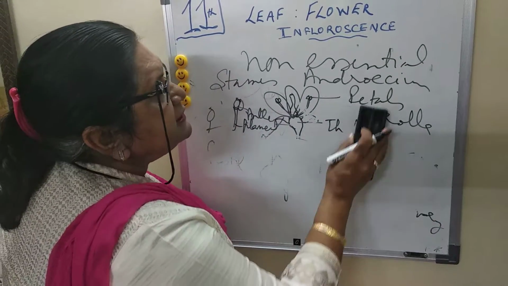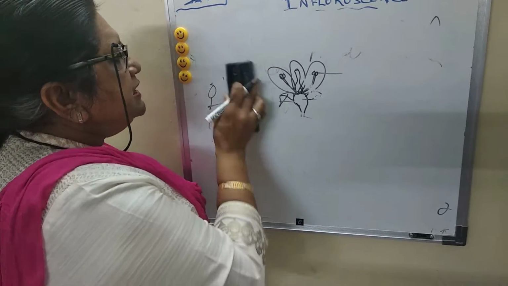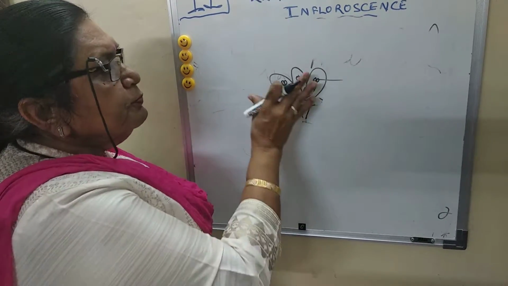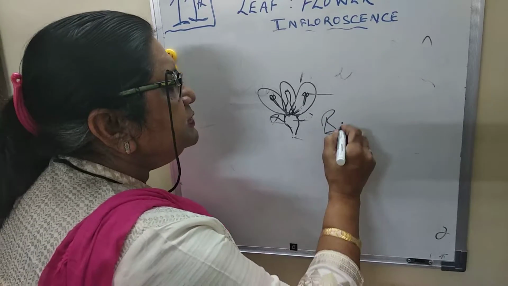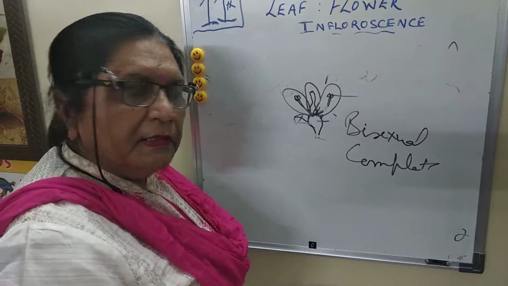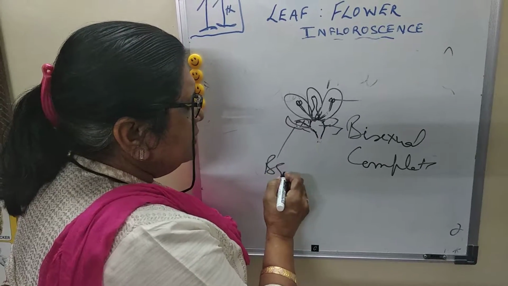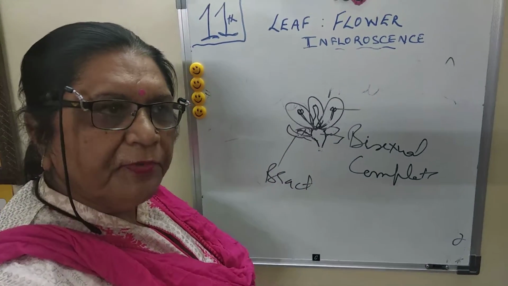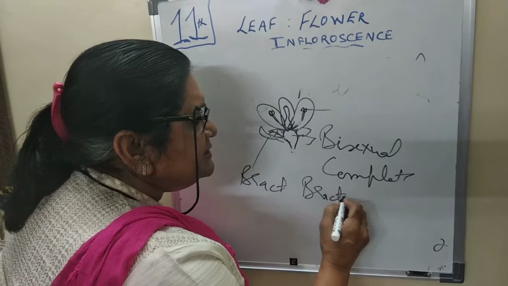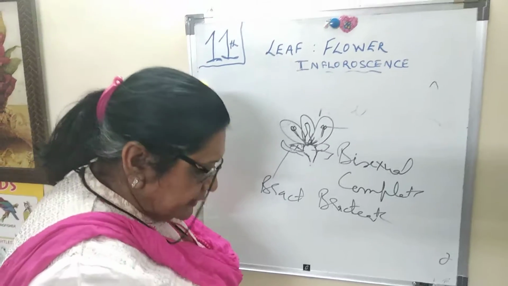Now come to another terminology for 11th class, because morphology has so many terms, but basically you have to learn according to the NCERT. If both the sexes are present, the flower is said to be bisexual, complete. Sometimes a special structure called a bract is also present, which helps in pollination, for example in bougainvillea. Then the flower is called bracteate. If the pedicel is present, pedicellate.